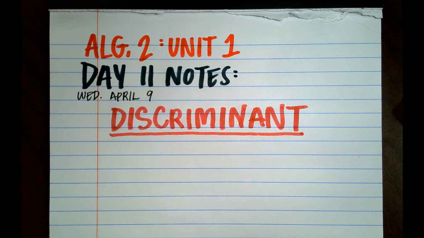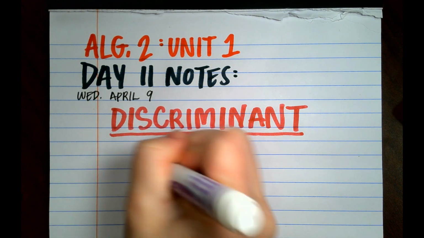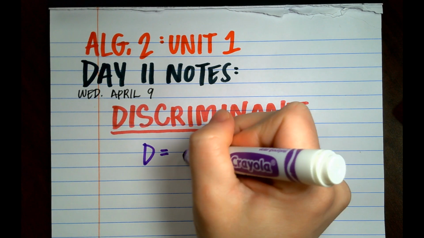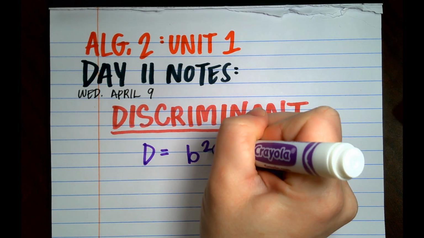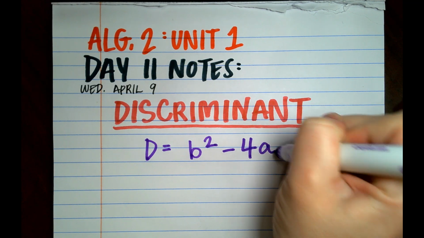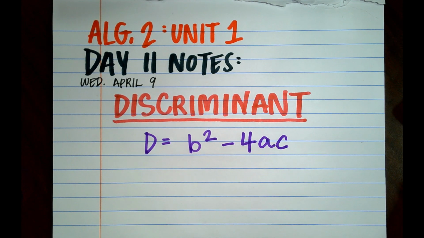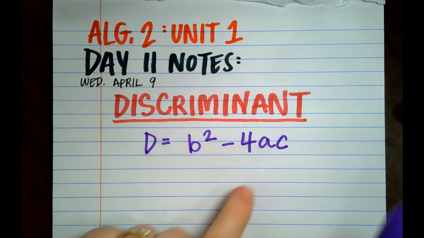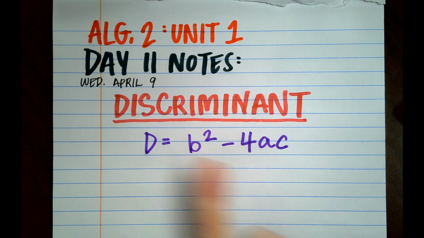formula. And that value is, we say D equals B squared minus 4 times A times C. So coming from a quadratic equation that is written in standard form, where we have an A term, a B term, and a C term, we use those numbers in this formula to find the discriminant. And here's how we use the discriminant.